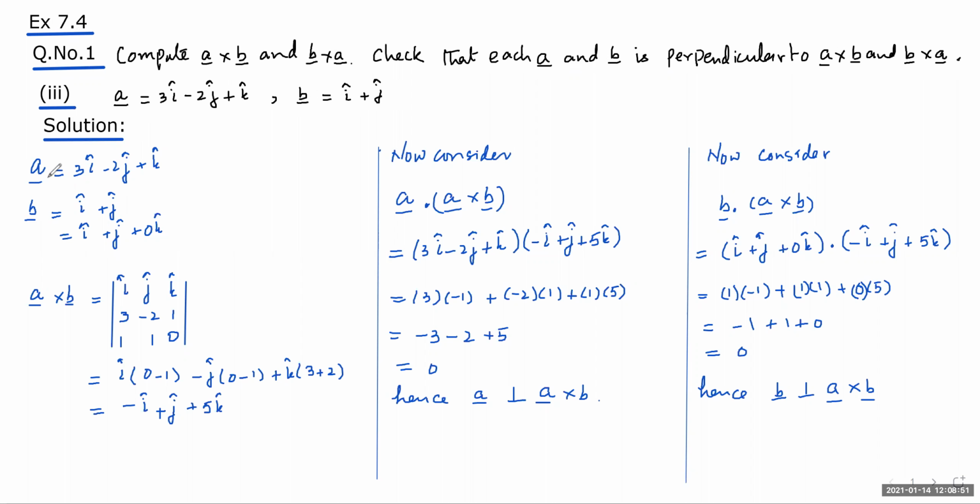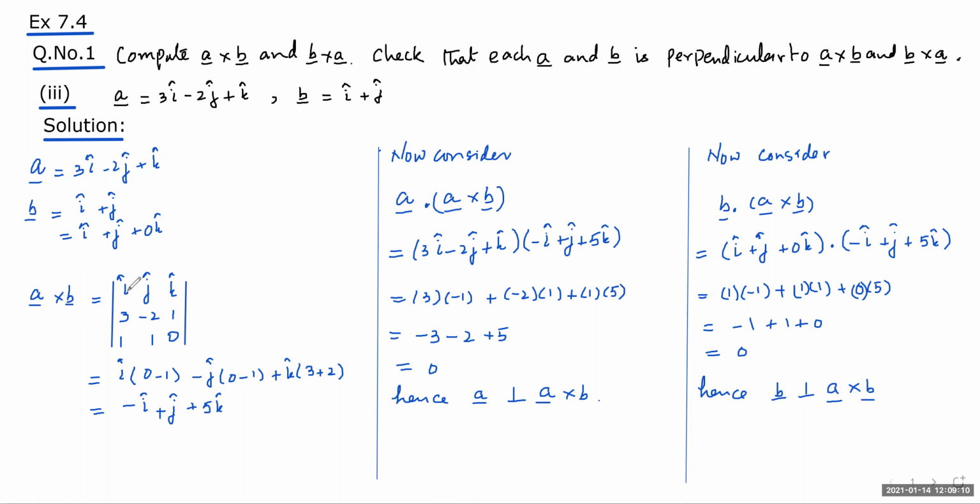First of all, vector A equals 3i minus 2j plus k. Vector B equals i plus j. As k is missing, it means the coefficient of k is 0. So I have written the vector again with unit vector k like that: i plus j plus 0 into k.